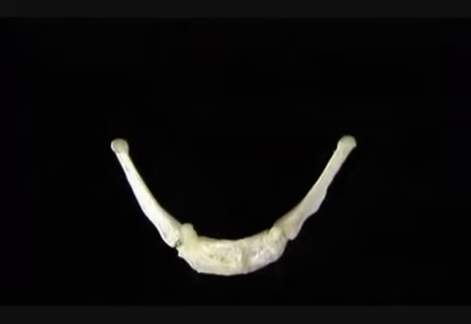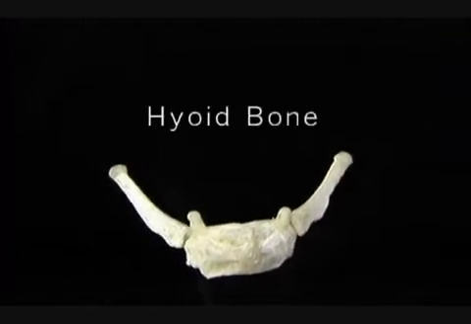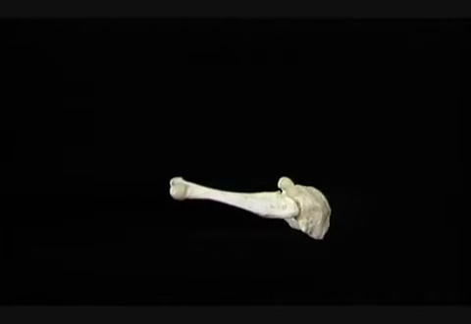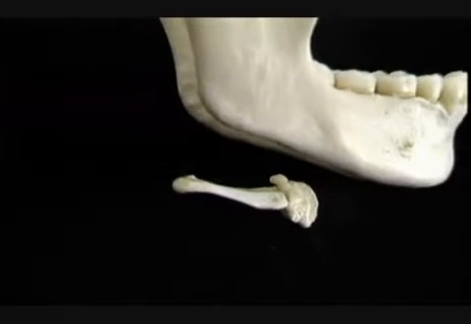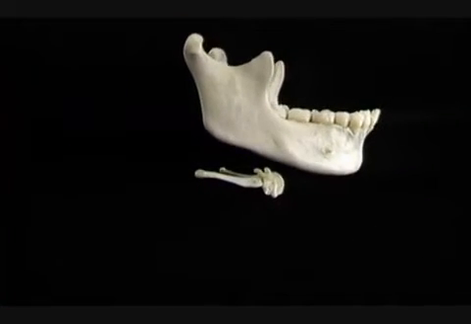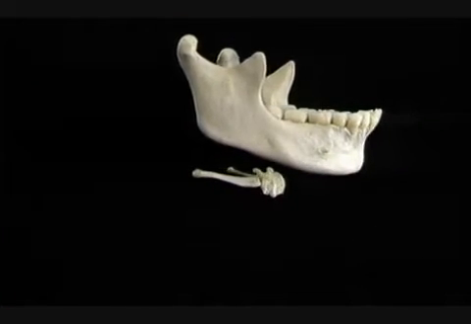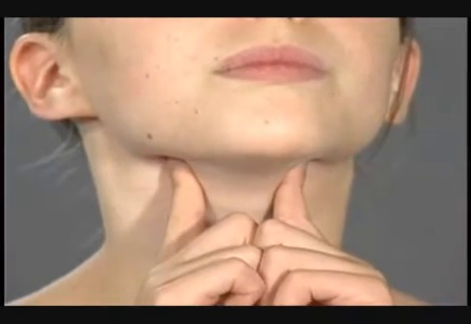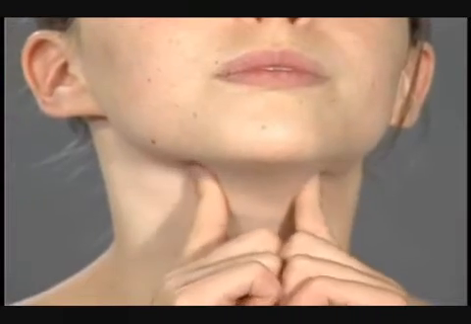Now that we've looked at the mandible and the principal muscles that move it, we'll move on to look at a small but important bone that we haven't seen yet, the hyoid bone. The hyoid bone is a slender U-shaped bone. It's suspended just beneath the mandible. It isn't directly attached to any other bone. You can feel your own hyoid bone here, and you can move it from side to side.